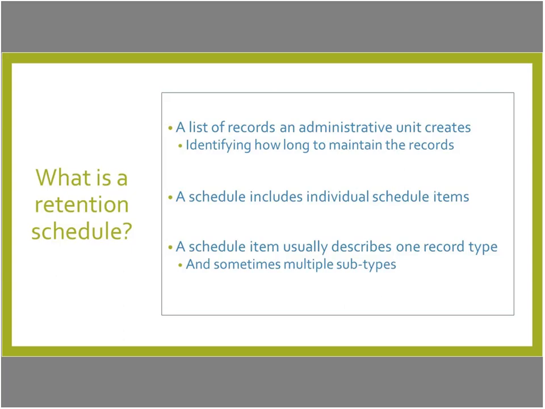And usually what happens is that a schedule item describes one type of records, but occasionally, and in our case quite frequently, it actually has multiple subtypes, and the subtypes can have different retention periods. And so this is a very important issue to pay attention to, because you might be looking at one schedule item, but there are sub-items beneath it, and you need to get to the correct sub-item.